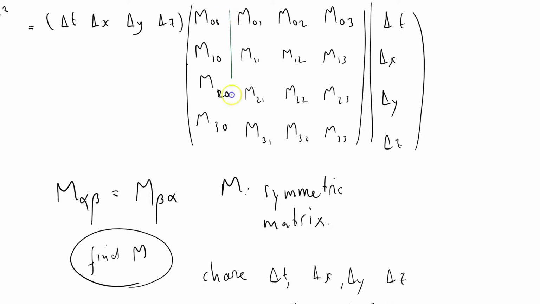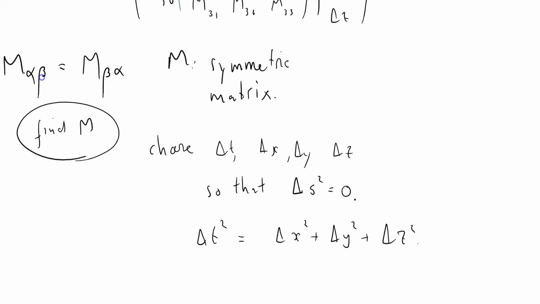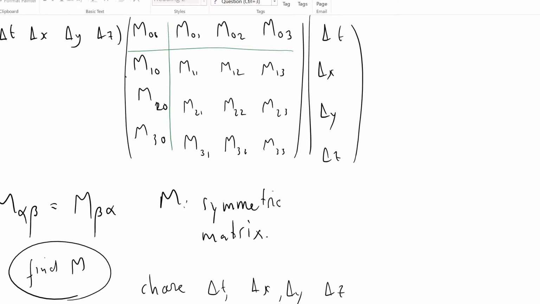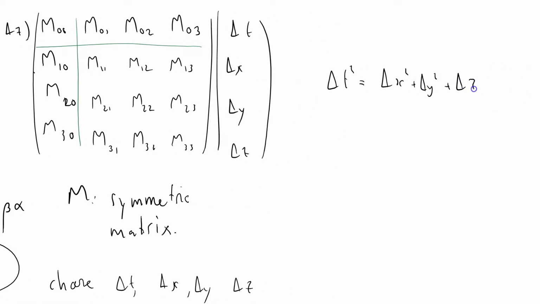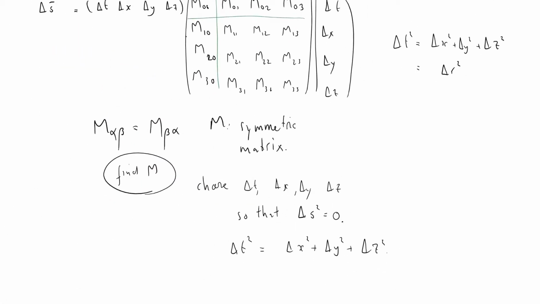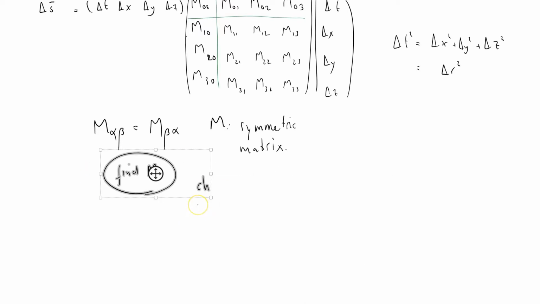I'm going to partition this matrix down there and along there because I've already done quite a lot of work on this. I'm going to go back to black, and I'm going to choose delta t squared equals delta x squared plus delta y squared plus delta z squared equals delta r squared, because I'm going to define r to be the Euclidean distance in space. So I don't need that anymore. Get rid of that.